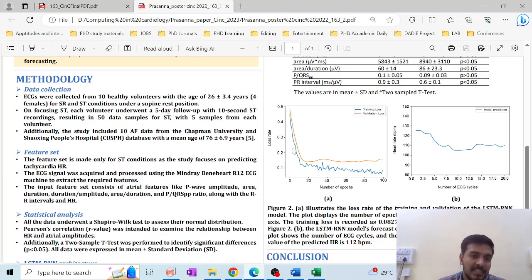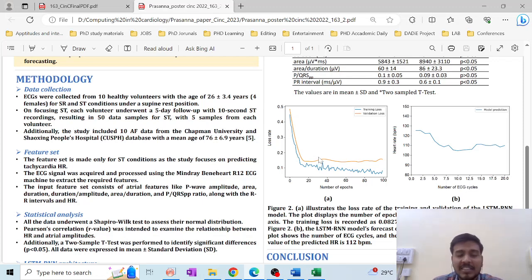We recorded the sinus rhythm, and we also included data of 10 AF patients from Chapman University and Shaoxing People's Hospital with a mean age of 76. The feature set mainly focuses on sinus tachycardia. To get more insights on atrial activity, we included more atrial features like P wave amplitude, P wave area, P duration by amplitude, P area by duration, and AV ratios like P to QRS, P to peak ratio, along with RR intervals.